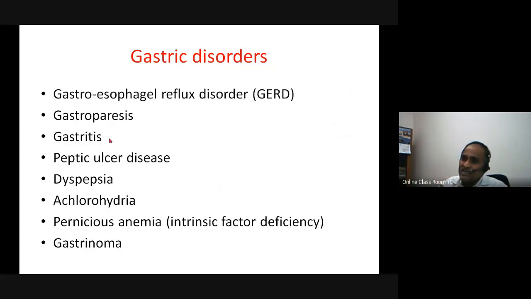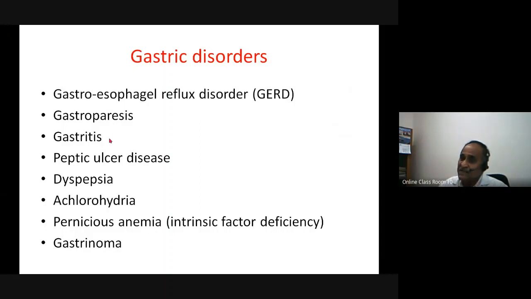Then we have a peptic ulcer disease that I would cover. Dyspepsia is a condition which is related to the digestion, that is a secretion and the gastroparesis. Put them together, you have the dyspepsia. Then we have a condition known as achlorhydria or hypochlorhydria, that is a diminished activity of the parietal cells or the acid secreting cells that decreases the acid secretion.